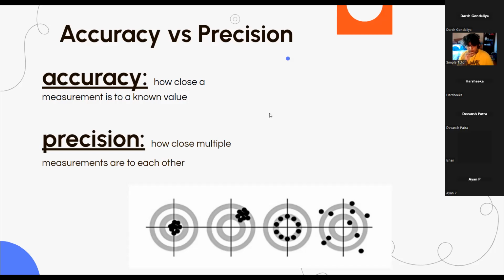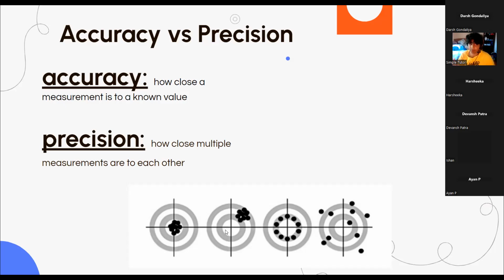So right there, you are right that they are precise because they are multiple measurements and they are close to each other. But they're not accurate because in this scenario, we're considering the middle, the origin, to be our known value. And these values stray away from that origin, and they're a little bit more to the top right. So therefore they are not accurate.